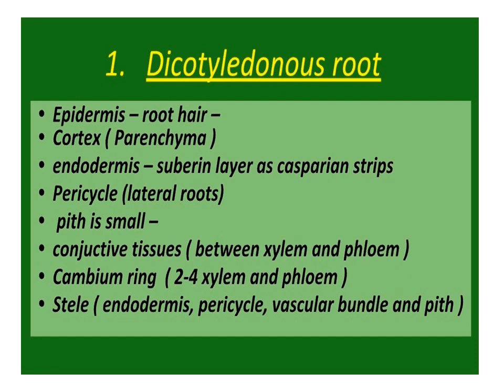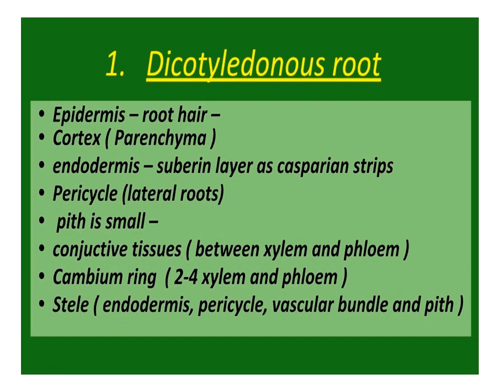The endodermal cells have Casparian strips of waxy material, suberin, on the radial and tangential walls. Pericycle comprises a few layers of thick-walled parenchymatous cells and is present inner to the endodermis. Vascular bundles are radial and consist of 2 to 4 xylem and phloem bundles arranged alternately. The parenchymatous cells present between xylem and phloem constitute the conjunctive parenchyma.